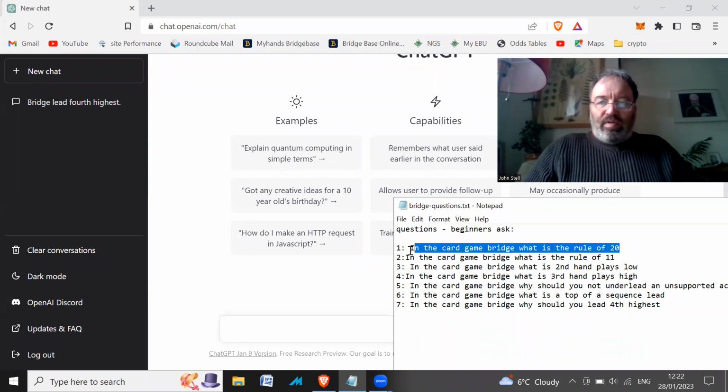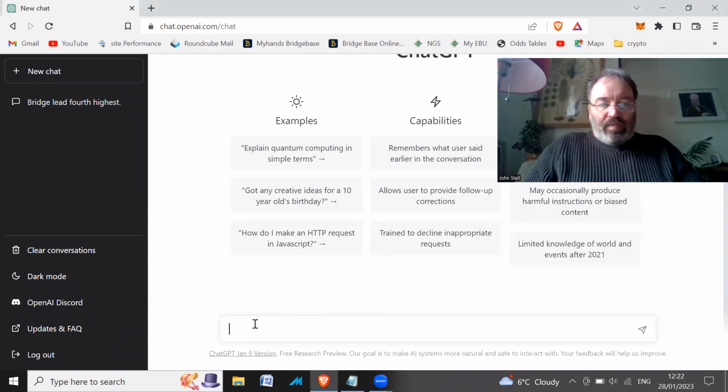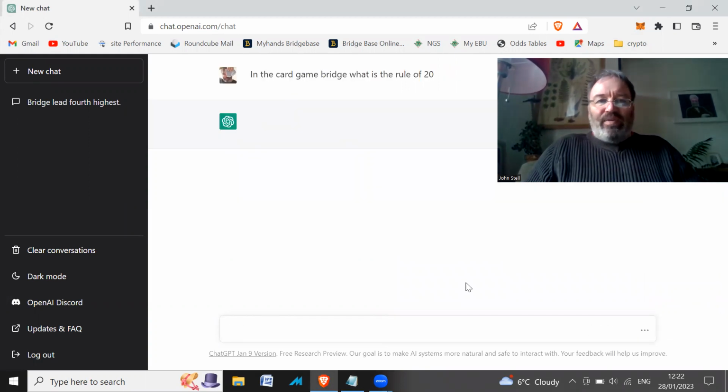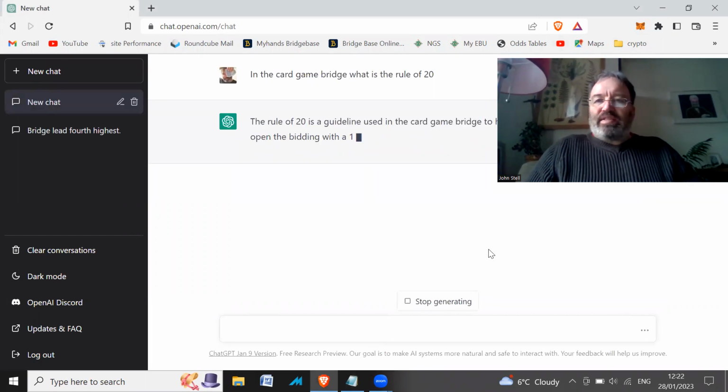So I definitely get asked this question. Okay, I'm scared to see what the answer is. Right, in the card game Bridge, what is the rule of 20?